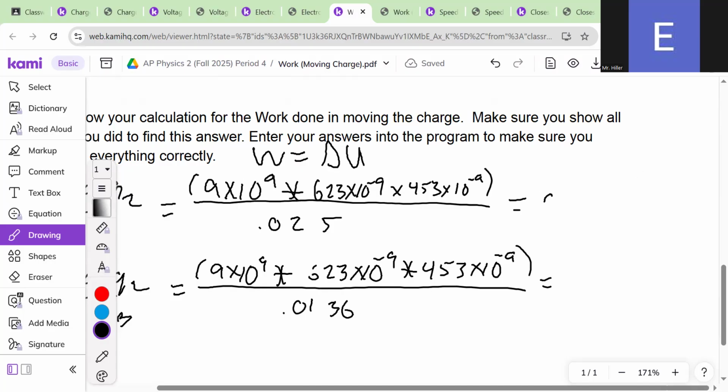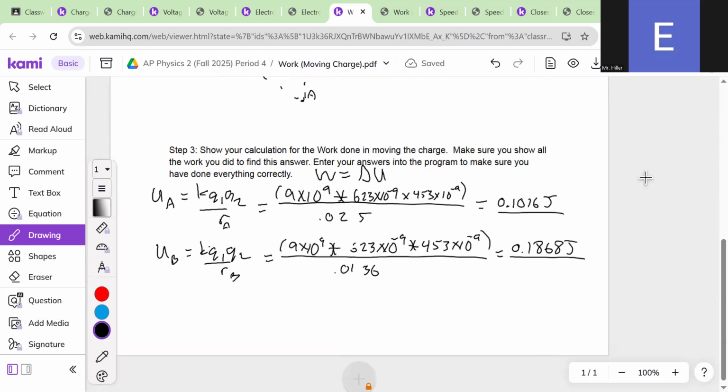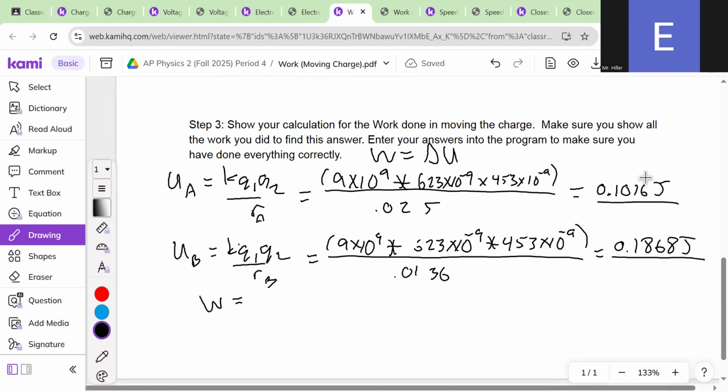There we go. So the potential energy of the charge at position A relative to the origin is 0.1016 joules. Okay. At point B, it's going to be 0.1868 joules. Okay, so to find the work done, just take the difference in the energy.